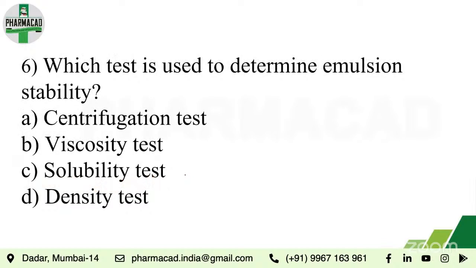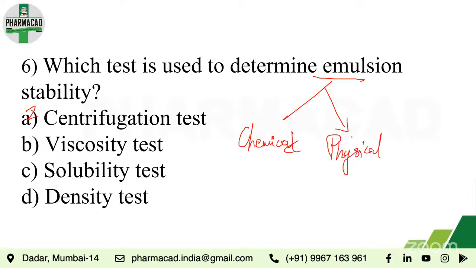Which test is used to determine emulsion stability? Which test will you use to determine the stability of an emulsion? First let us understand that emulsion stability is of different types. You have chemical stability, you also have physical stability, and you also have microbiological stability. For sterile emulsions you will also do a microbial study to see how sterile it is. So this is for sterile emulsions.